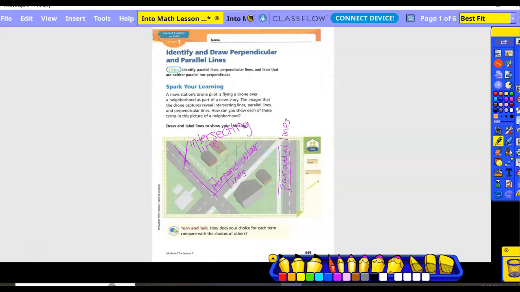So if lines come across each other and they form a right angle, you're getting perpendicular lines. If lines come across each other but form an acute and an obtuse angle at different points, you're getting intersecting lines. And then parallel, they don't ever come across each other, right? Okay, they stay apart from each other.